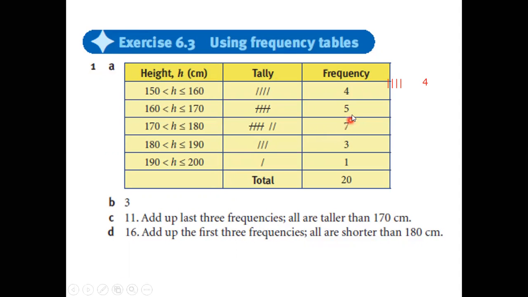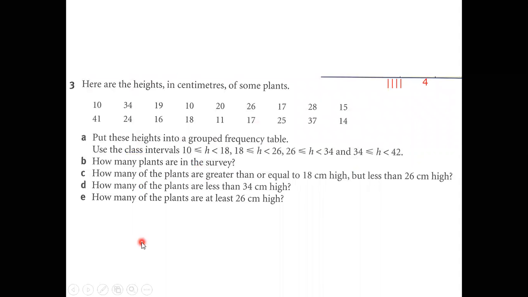Now here 5 plus 7, 12, 12 plus 4, 16. So the number of adults is 16. Okay. So as it is the same, do you have any questions? 1 minute.